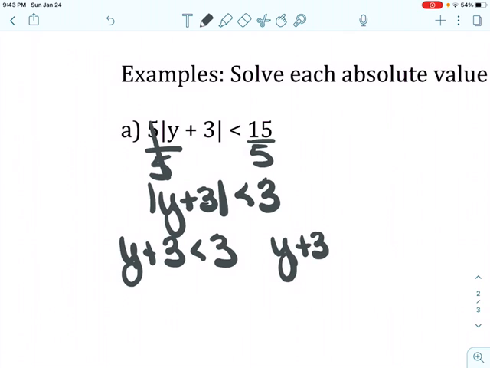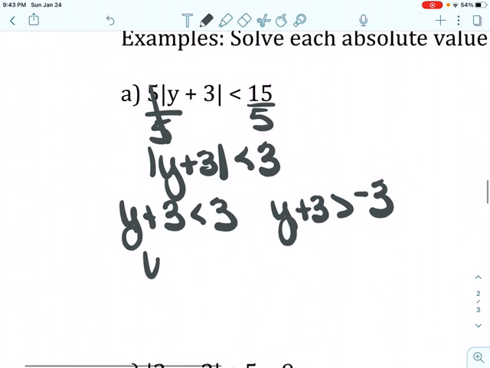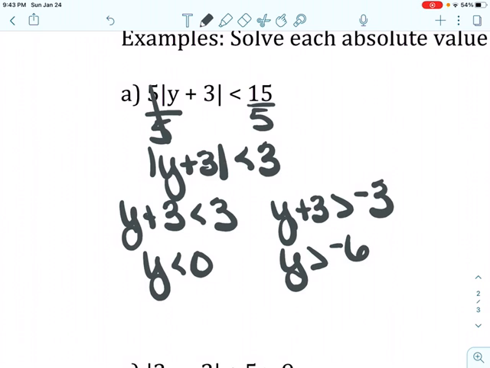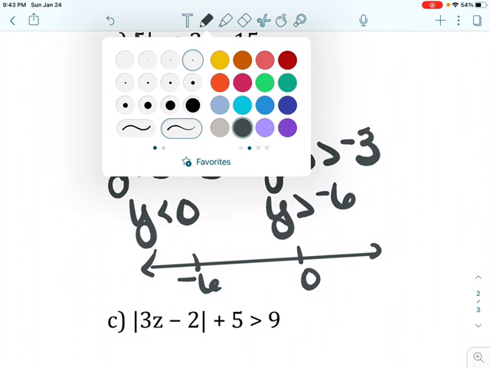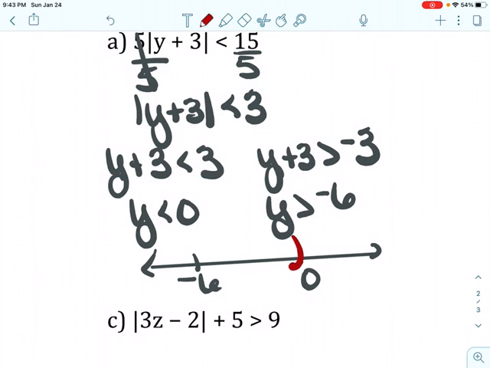Okay, and then you have y plus 3 is greater than negative 3 to also make those values true. So you have y is less than 0, y is greater than negative 6, and we're going to draw our graph. Okay, so we got negative 6 to 0. Again, interval notation, parenthesis, parenthesis, between. Don't assume that brackets always go with greater than and parentheses always go with less than. It's just this particular problem.